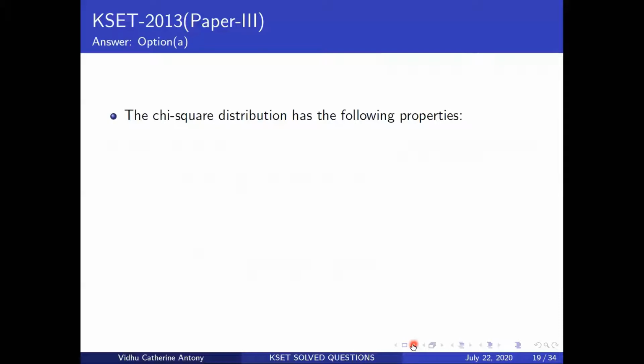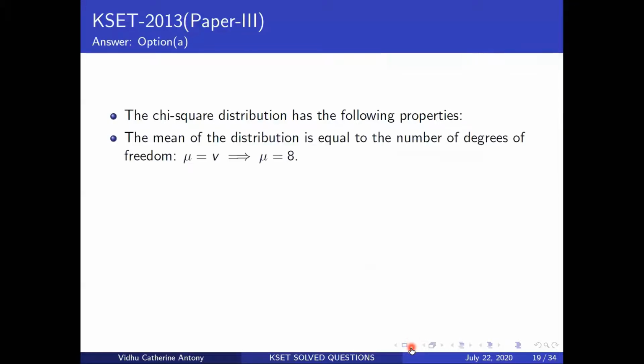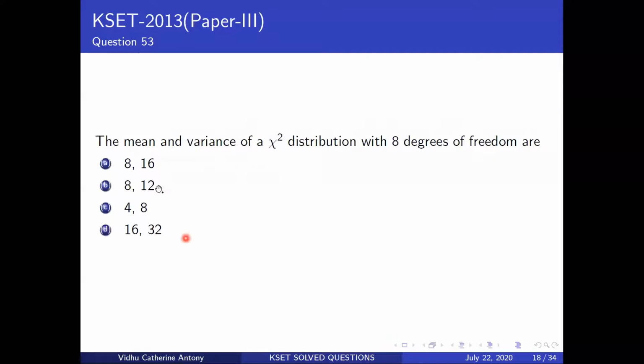Okay, so let's look at the properties that the chi-square distribution has. The mean of the distribution is equal to the number of degrees of freedom. So you have mu is equal to v, which implies that mu is equal to 8. So you've got the mean, which is equal to the degrees of freedom. So here, you know that it's between option 1 and 2. The mean that they've asked is the number of degrees of freedom, which is 8.